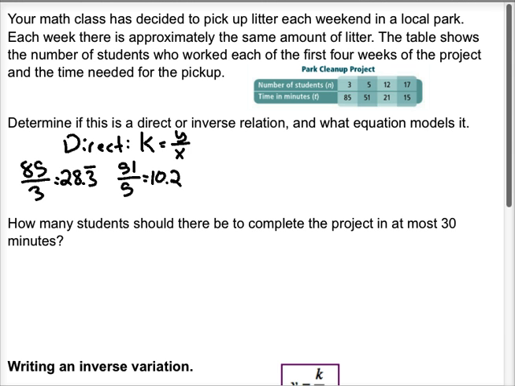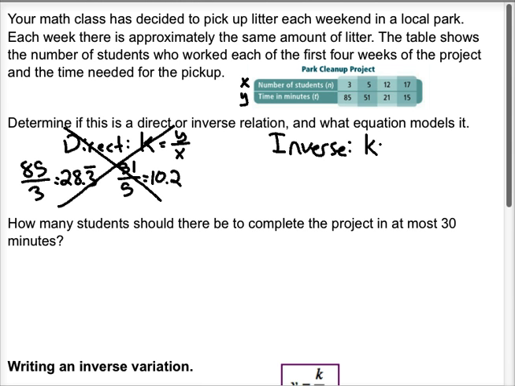So notice when I try to use that definition of k for direct, it's not working. I'm not getting a constant value when I take y divided by x. So this can't be a direct variation. Again, trying the first 2 points, it already falls apart. I got 2 different values when I took y divided by x. So that's telling me this is not direct. Well, let's see if it's inverse.